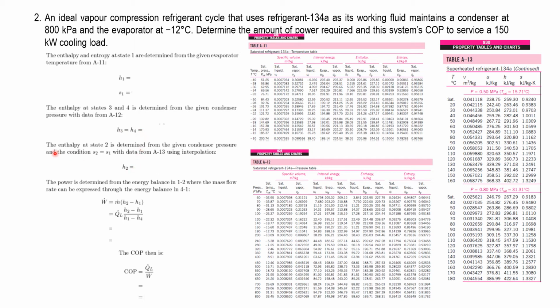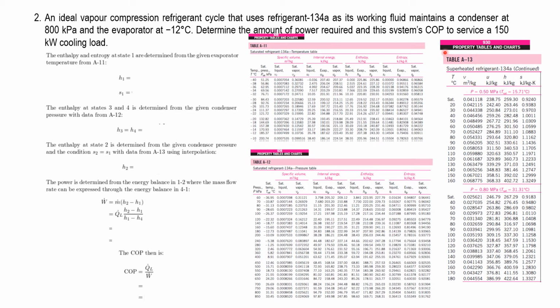Now we need to find what is our H2. Now H2 in an ideal vapor compression refrigeration cycle, once you've drawn your TS diagram, you will know that the H2 is in the superheated region, alright? So H2 is in the superheated region. So here we will then use this pressure, alright? We will use the condenser pressure, right, which is at 800 kPa, which corresponds to 0.8 megapascal.